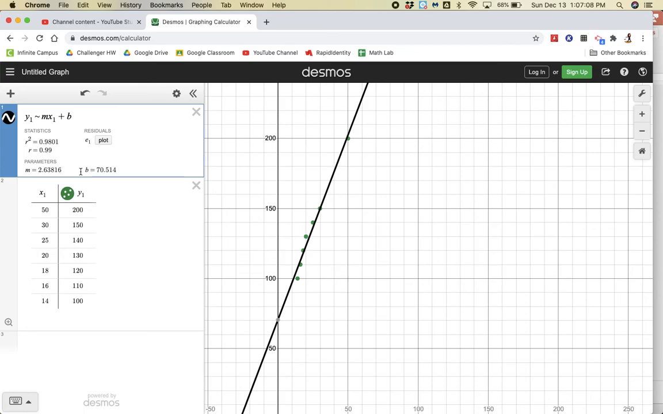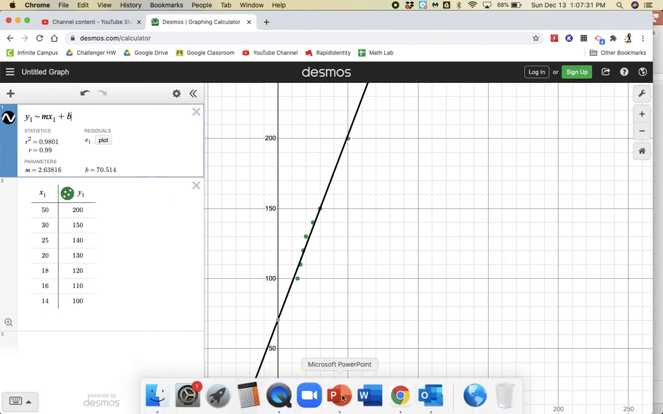So notice you really didn't do any calculations. The computer did it all for you. All you did was enter the data information in the table. So once you enter that into the table and you type in what I typed in here, y1 is approximately mx1 plus b, that information automatically pops up there for you.